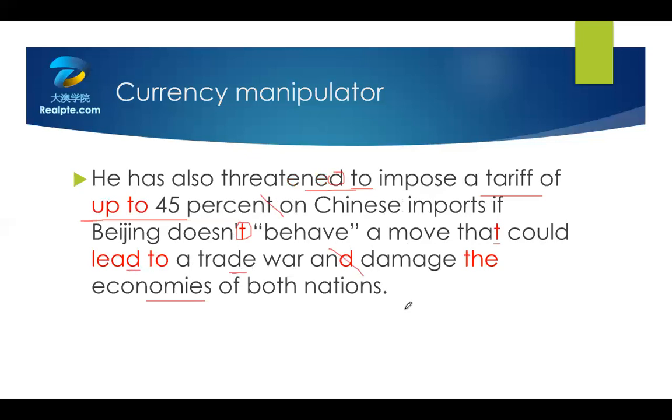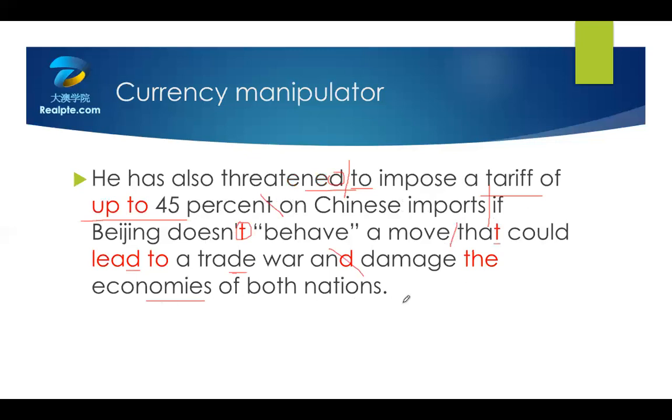OK，这一句呢比较长，我们在哪里可以断句呢？我们来看，He has also threatened to impose a tariff of up to 45% on Chinese imports。其实，He has also threatened，这个 threatened 后面呢，我们是可以有停顿的，这样读起来可能就比较容易了，对不对？我们听一下。He has also threatened to impose a tariff。两个 D 呢，这个 D 和这个 T 呢，你都可以发的比较清楚了，对吧？所以我们在 to 的前面呢可以有个停顿。To impose a tariff of up to 45% on Chinese imports if，OK，前面可以有个 tiny pause。If Beijing doesn't behave a move，这里有个 that，OK，这个 that 呢前面可以有个 tiny pause。That could lead to a trade war and damage the economies of both nations.